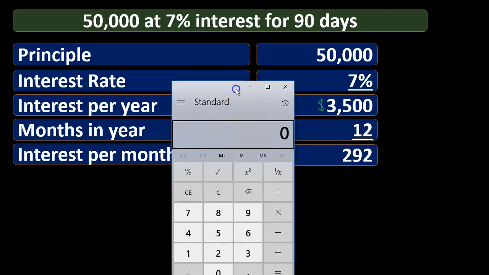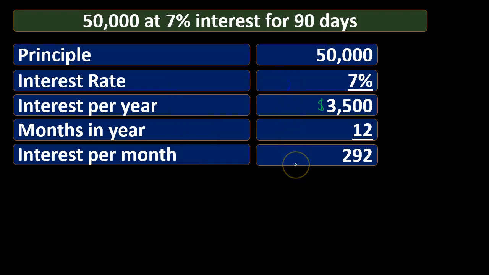So again, if we did that with the calculator, we're taking 3,500 divided by 12. And that gives us not exactly 292, but 291.6666 on forever. Note that even if I put the pennies there, it's not always going to be exact. And we're just going to deal with that. There are going to be some rounding issues we will always have when we do these types of calculations.